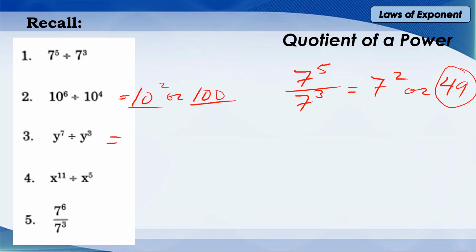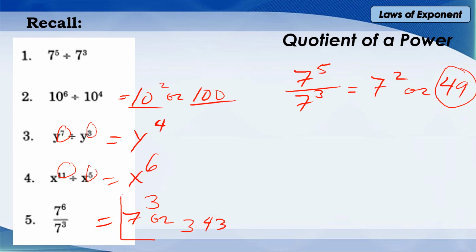Next, we have y raised to 7 divide y raised to 3. That is y raised to 4. Kasi 7 minus 3, 4. Then x raised to 11 divide x raised to 5. 11 minus 5, that is 6. We have x raised to 6. Then 7 raised to 6 divide 7 raised to 3, that is 7 raised to 3. Or 7 times 7, 49. 49 times 7, it will give us 343.